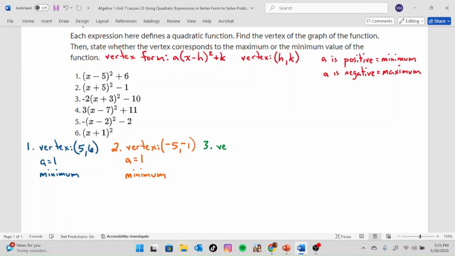Number 3, the vertex is going to be at the location -3, -10. This time, A equals -2. Since A is negative, then it is going to open downward. The vertex will be at the top of the parabola and represents the maximum.